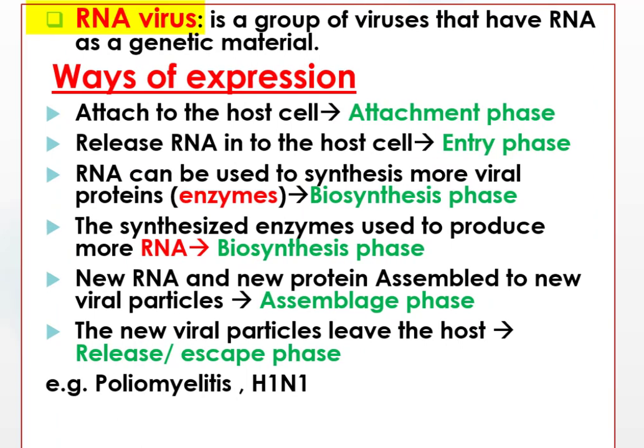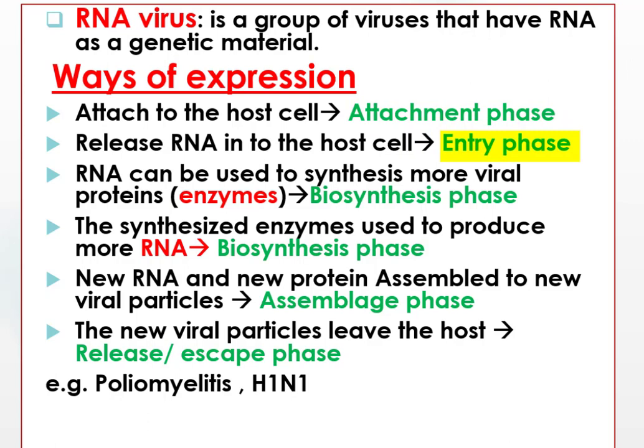The second group of viruses based on their genetic material is RNA virus. RNA virus is a group of viruses that have RNA as a genetic material. These groups of viruses follow certain technical ways to replicate themselves in their own host cells or host organisms. Like DNA virus, RNA virus needs to attach themselves on the host cell. Second, they release their genetic material, RNA, into the host cell.